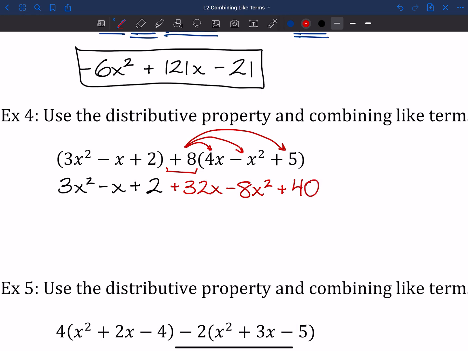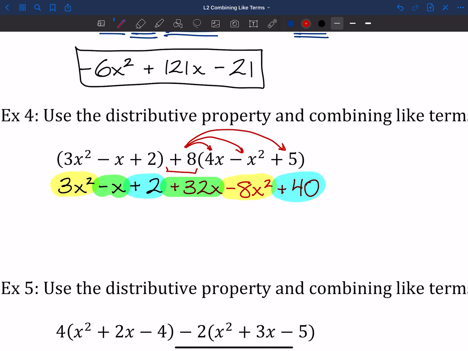All right? Now I got to figure out what our like terms are. So I've got some x squareds and some more x squareds over there. I've got a regular old x and some more regular old x's. And then I've got a plus 2 and a plus 40. All right, so that's going to help us organize things.